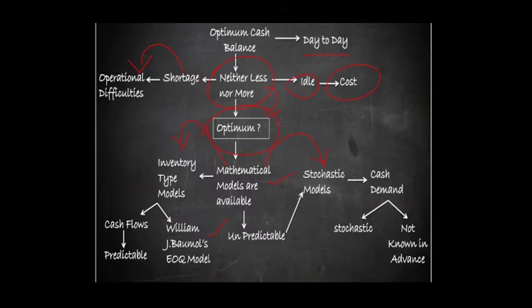The same model can be used for determining the optimum cash. For using this model, we should know the cash flow in advance. It means the cash flow should be predictable in nature. So what if we do not know the cash flow, or the cash flows are unpredictable, meaning the cash flows are stochastic in nature? For that purpose we will be using the stochastic model.